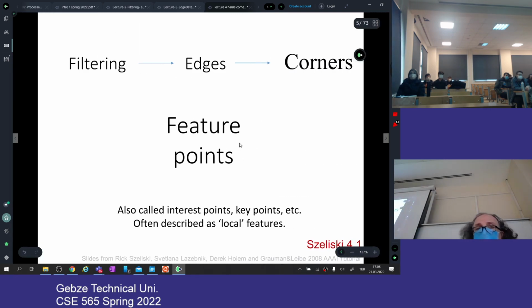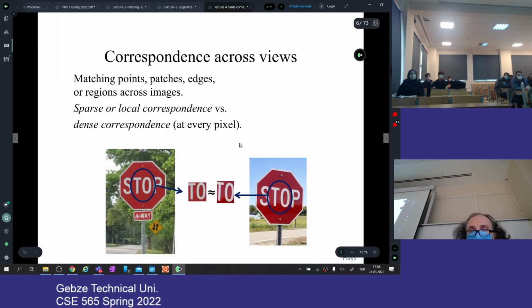So we talked about filtering, transforming the images from one form to another form, and then we talked about the edges that correspond to sudden changes in the image intensity. Now we are going to talk about the corners, and corners are more interesting than edges. Certainly they are. They provide higher level information about our images.